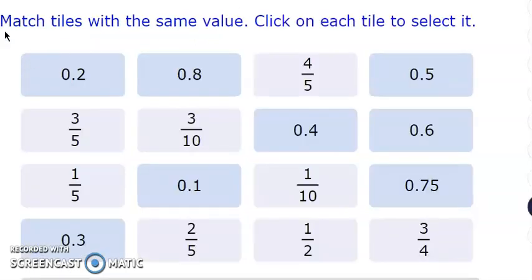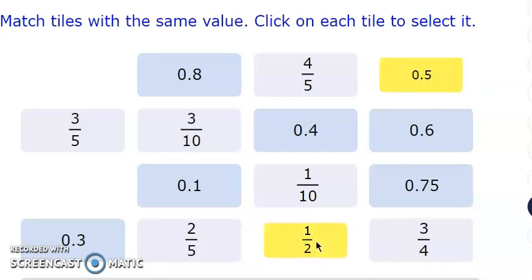This is how you will do these questions. In this question, it is asking to match tiles with the same value. Click on each tile to select it. So these are tiles and the same values are 0.2, which is 2 by 10. So 2 by 10 is also equal to 1 by 5. So these two are the same. And then you can take 0.5. 0.5 is 5 by 10. And 5 by 10 will be 1 by 2.